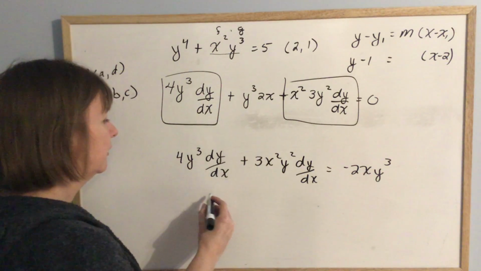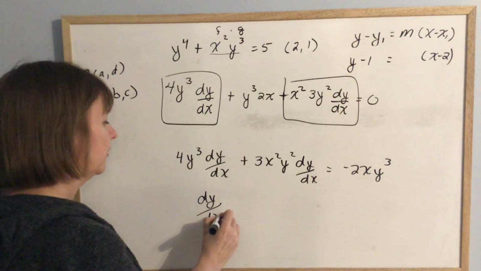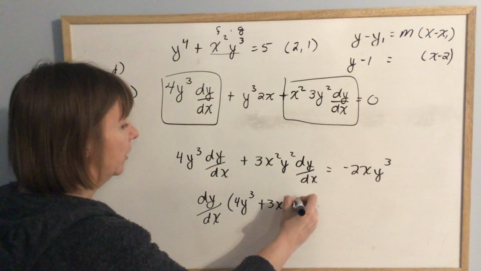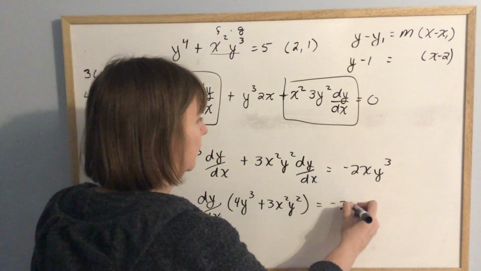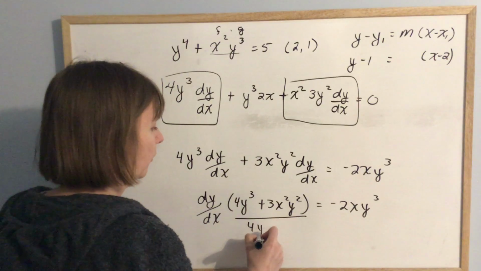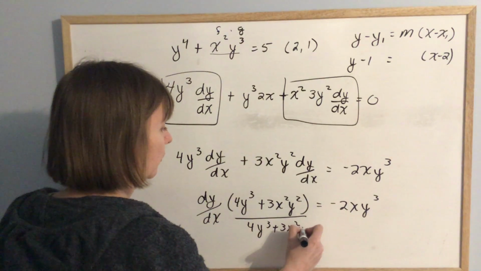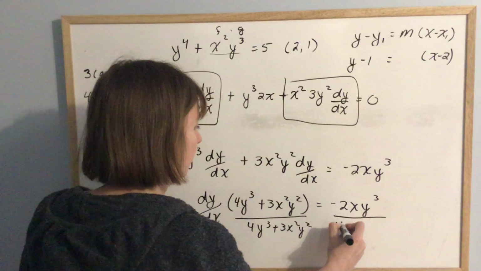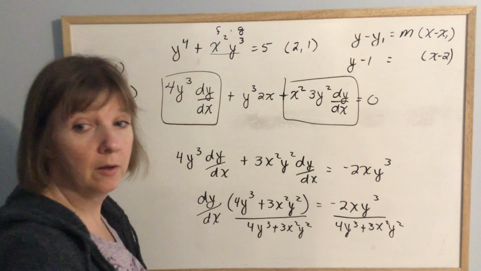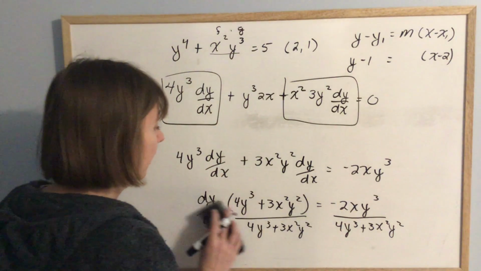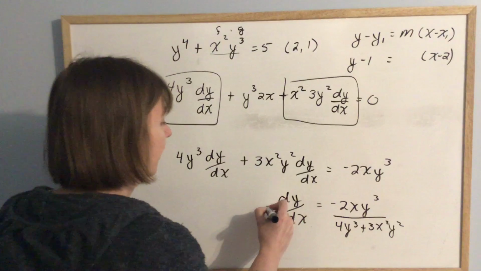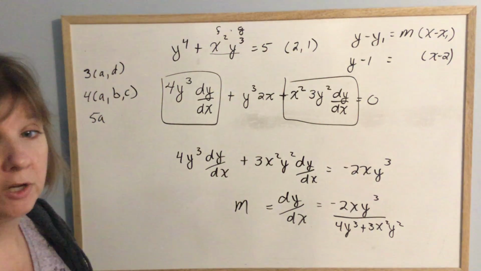So here, I'm going to take dy dx out as a common factor. So I have 4y cubed plus 3x squared y squared is equal to negative 2xy cubed. So I'm going to divide this by 4y cubed plus 3x squared y squared. So that is my derivative. That is my dy over dx. That is my formula for figuring out slope.